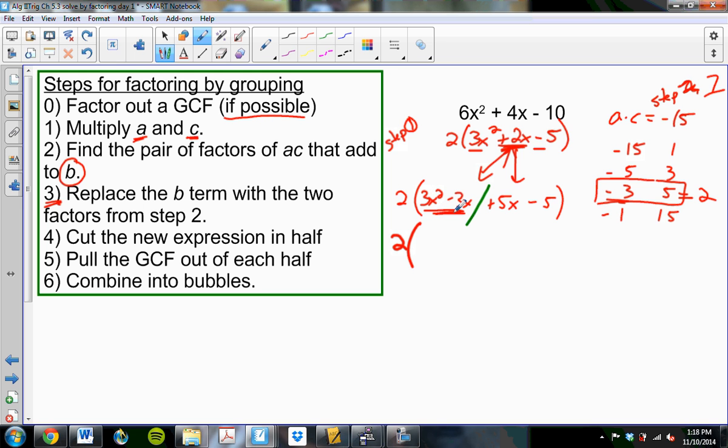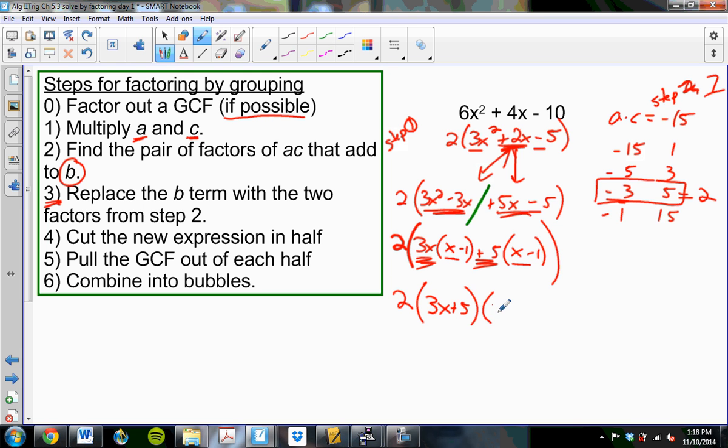Out of this group here, I can pull out a 3x, and I'm left with an x minus 1. Out of this group here, I can pull out a positive 5, and the sign matters, and I'm left with x minus 1. And these 2 bubbles are the same. If you've done your steps correctly, they will always be the same. If these 2 bubbles are the same, I put these into another bubble. So it becomes 2, the 2 still just sits there, 3x plus 5, x minus 1. This is the factor form of this.